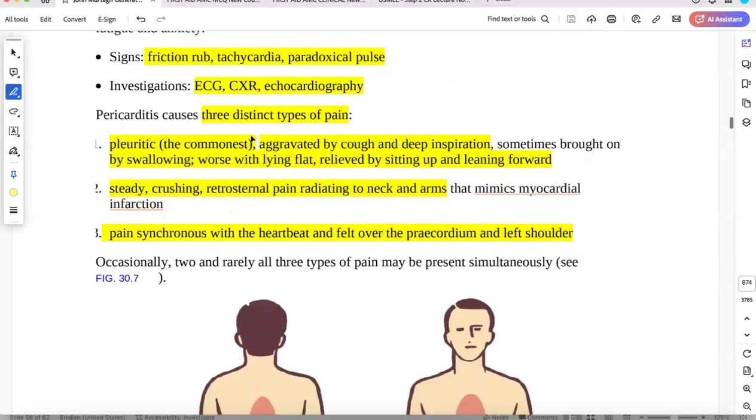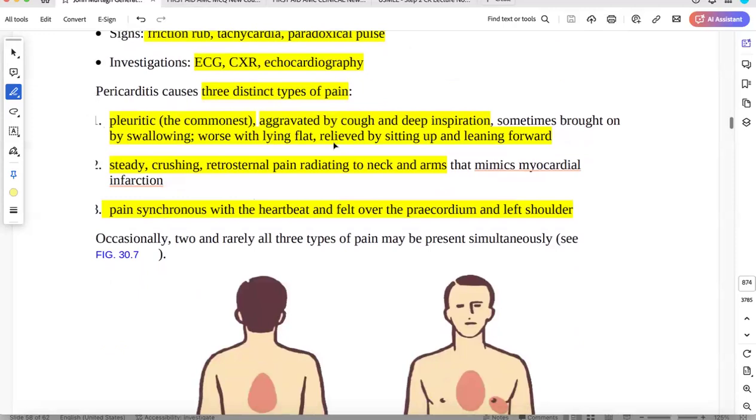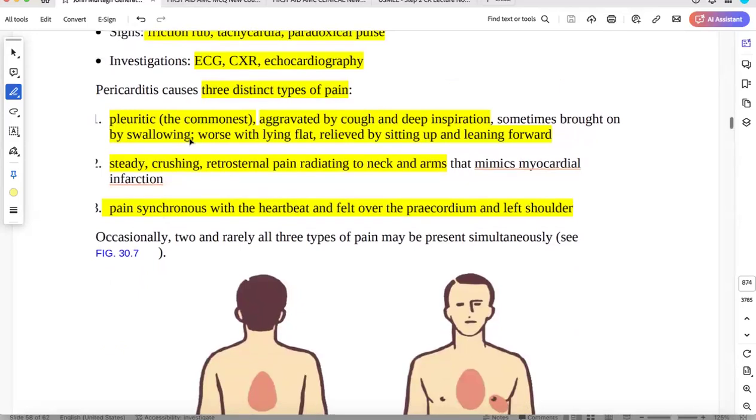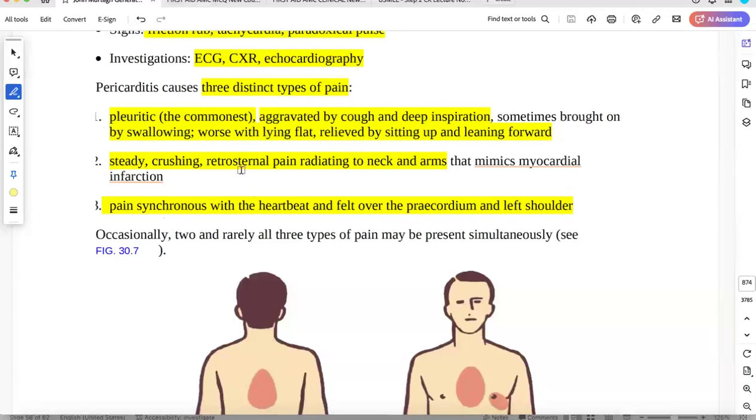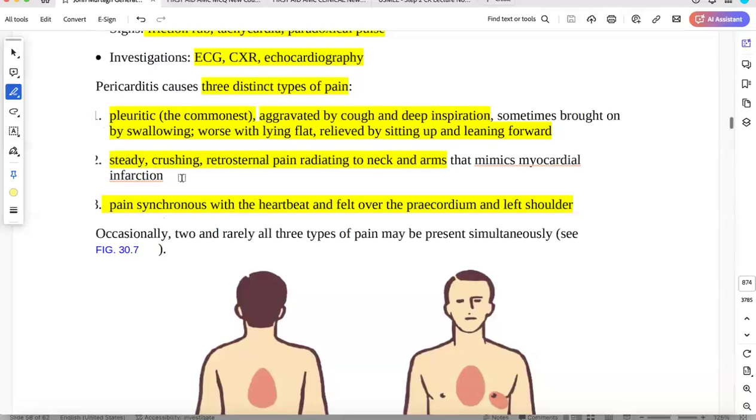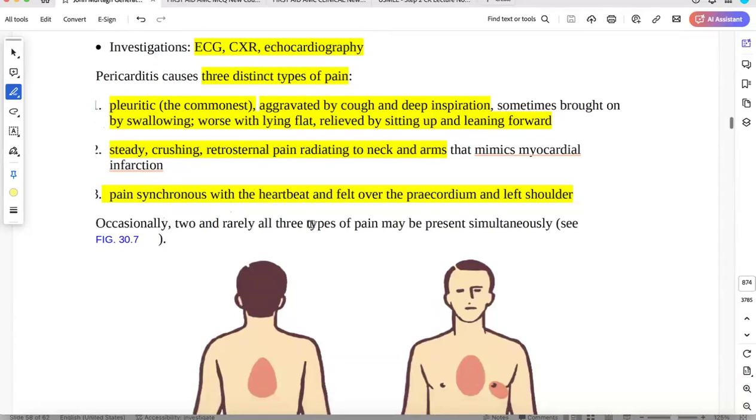Some of the other types of pain in this patient is pain which gets worse after coughing or a deep inspiration, which is pleuritic chest pain. Sometimes pain can be brought on by swallowing. So these are all important clues. Some patients can have steady crushing retrosternal chest pain, which mimics myocardial infarction also. But the most common symptom is retrosternal pain, aggravated by coughing, deep inspiration, and worse with lying flat, relieved by sitting up and leaning forward.